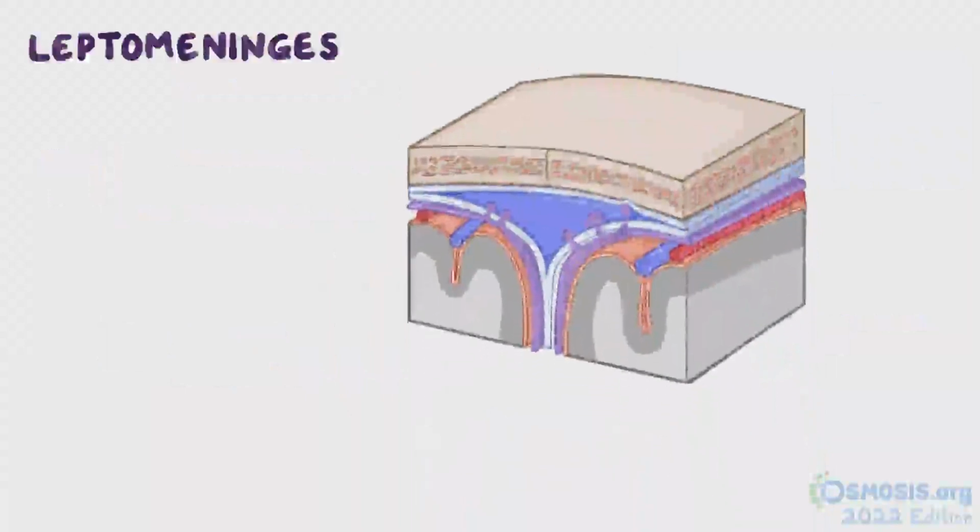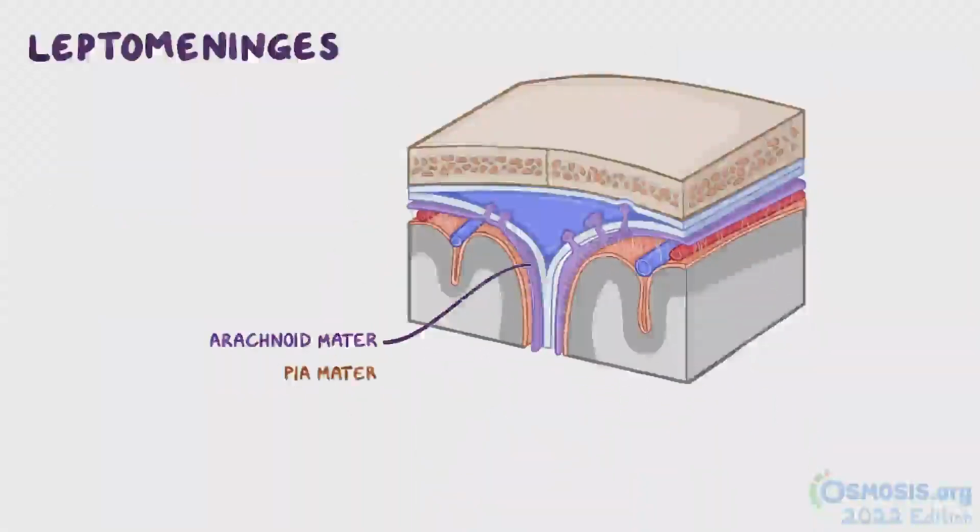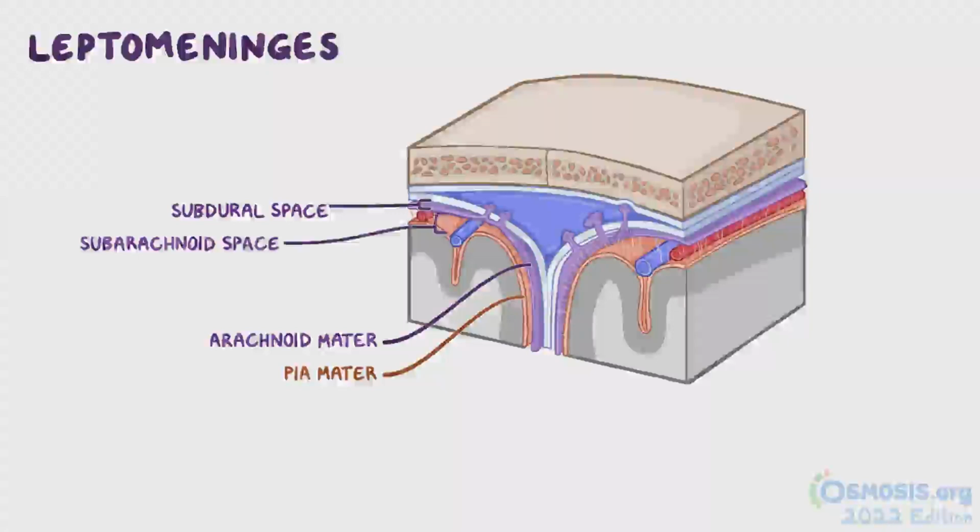Okay, let's move on to the two layers that form the leptomeninges, the arachnoid mater and the pia mater. The arachnoid mater is situated between the dura and pia mater, creating two spaces. The first is the subdural space, which is a potential space between the dura and arachnoid mater. The second is the subarachnoid space between the arachnoid and pia mater, which is filled with CSF, as well as cerebral arteries, veins, and cranial nerves.